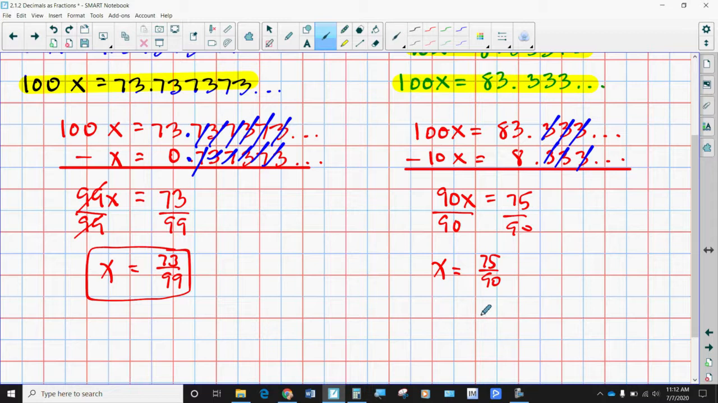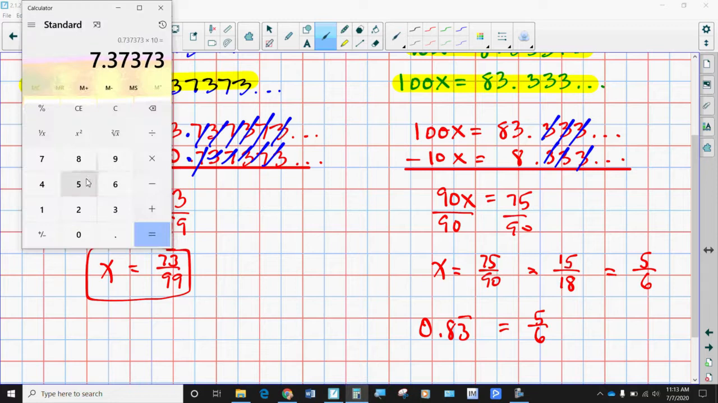Looks like both of them can be divided by 5, right? Because they end in either a 0 or 5. So 75 divided by 5 is 15, and 90 divided by 5 is 18. Okay, there's no more 5s. Can 2? No, 2 doesn't go into that. What about 3s? 1 plus 5, yeah, 3 goes into 15 and 3 goes into 18. So let's simplify this even further. 15 divided by 3 is 5. 18 divided by 3 is 6. So it turns out 0.83 repeated is equivalent to the fraction 5 over 6.